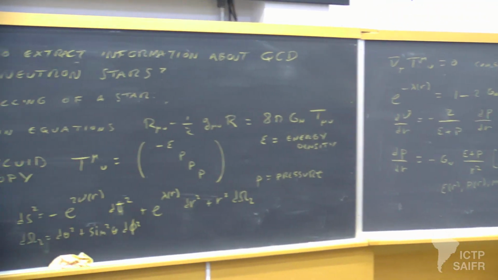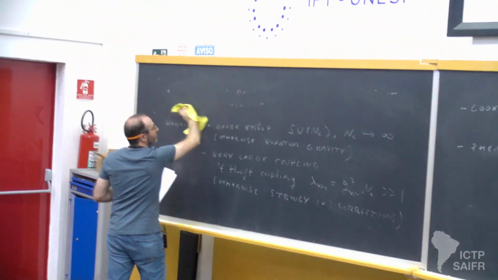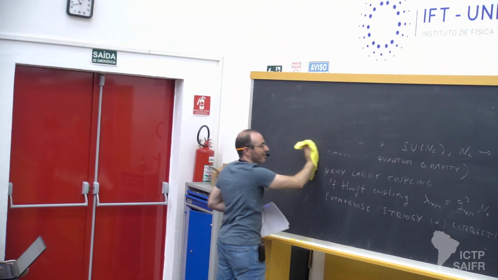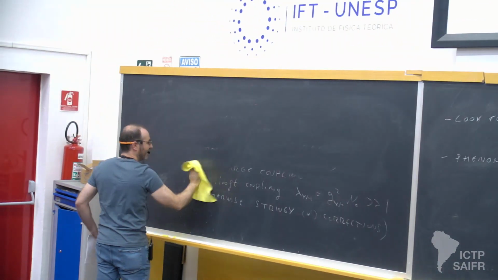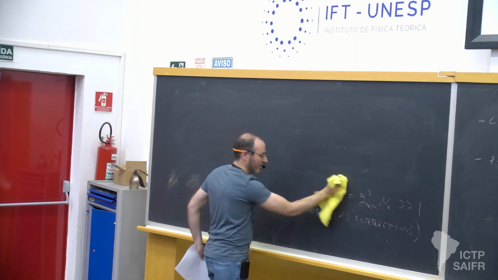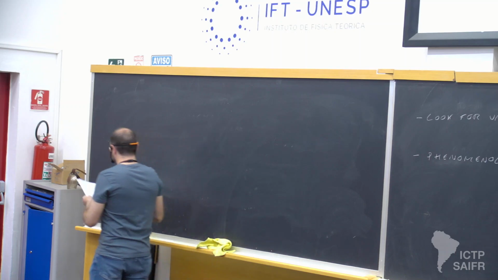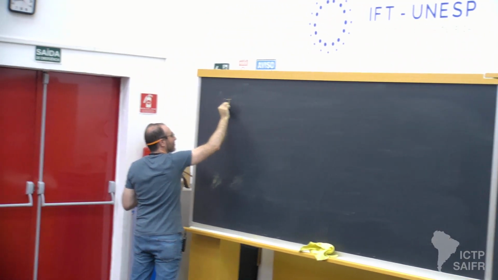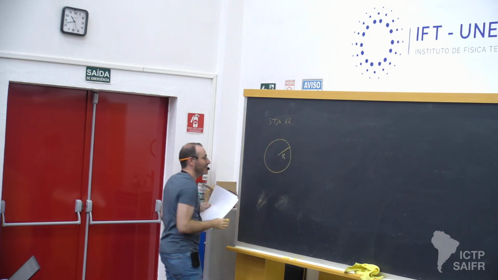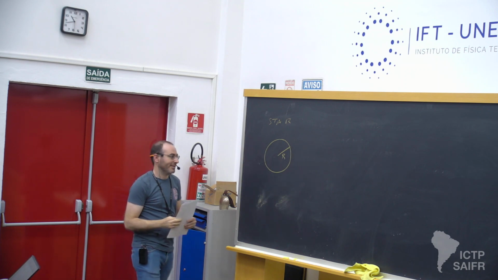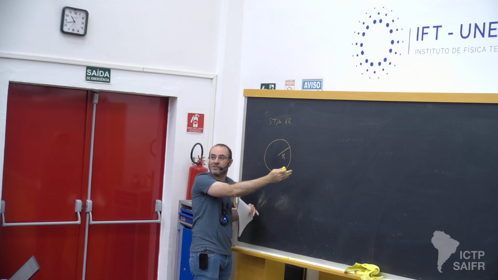So what you do, to have the complete form of the metric and the distribution of matter of the star, is you need to impose some condition at the surface. So if you have a star of radius R, these stars will be in equilibrium, so that means that since there is no matter outside, there is no pressure.